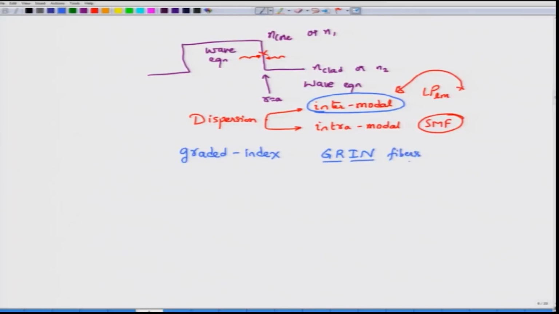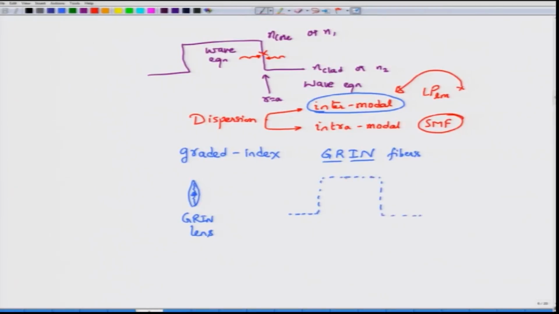GRIN as such is also used in lenses, rods and other kinds of classical optical applications. For example, this lens can be called a GRIN lens because the refractive index here will be higher and the refractive index becomes smaller as you go to the edges of this particular lens. The terminology is not quite popular, but GRIN stands for graded index. And in the optical fiber, the graded index profiles can be modeled by an equation.